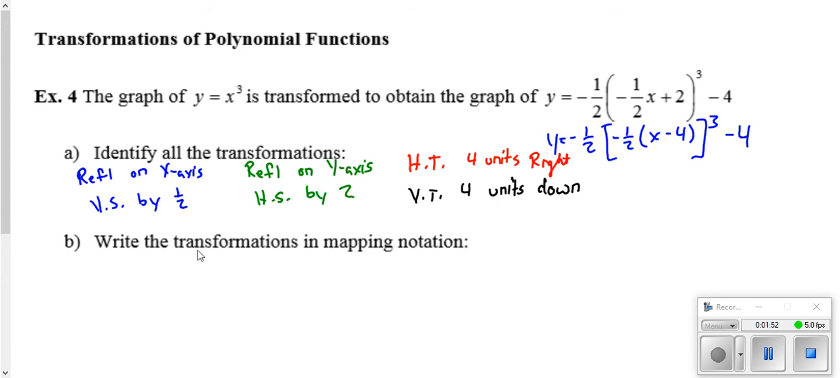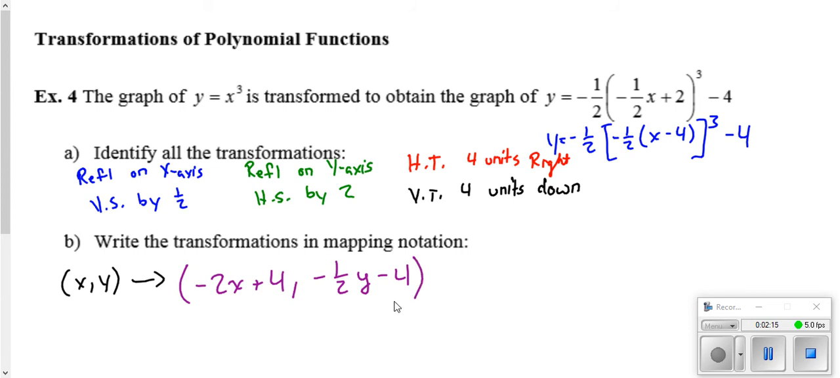There we go. Let's write down our mapping for this. So it was our standard x comma y. What's going to become of x comma y? Well, let's put together all the horizontals. So we have a negative 2x, and we're moving it 4 to the right, so plus 4, comma, negative 1/2 y minus 4 would finish off the mapping for this one here.